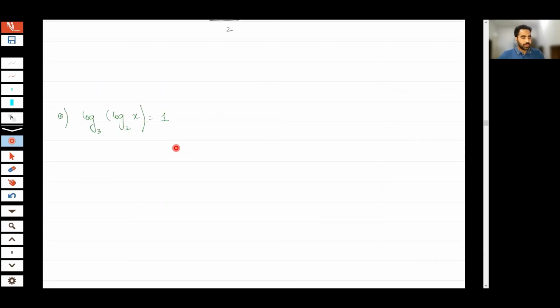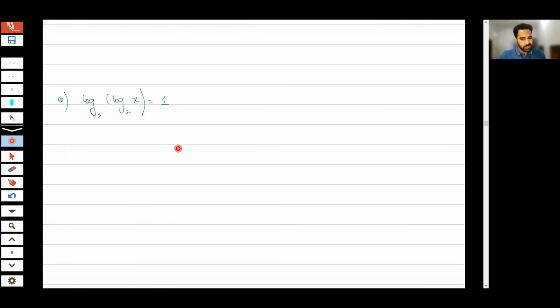Okay, now let's do this question. This question is a little tricky. It's not difficult, it's a little tricky. I have log (log x base 2) base 3 equals to 1.